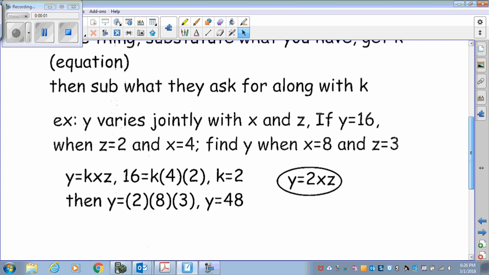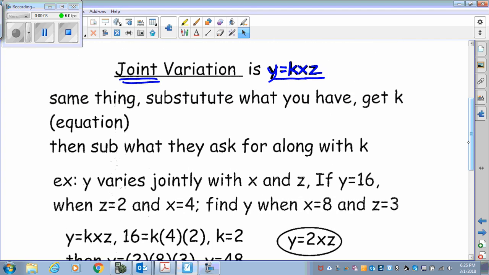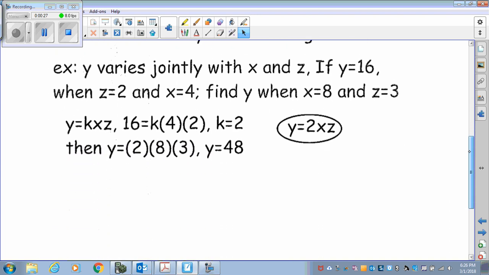Okay, so the last kind of variation is a joint variation. Where you have y varying, it's kind of like a direct variation. Y varies jointly with x, but then also with z. So it's kind of like a direct and an indirect, where you have to multiply on the same side. So let's look at an example.